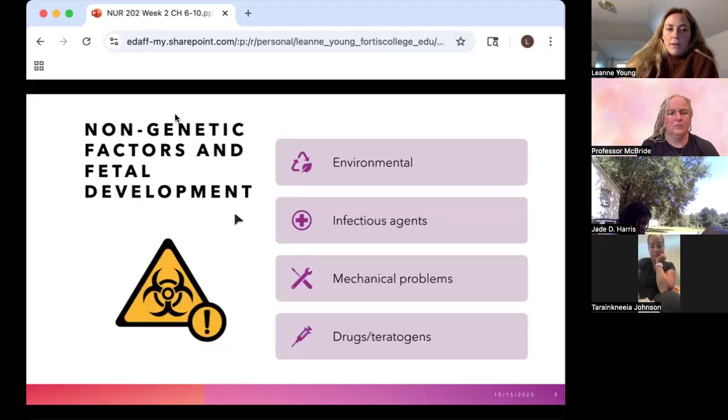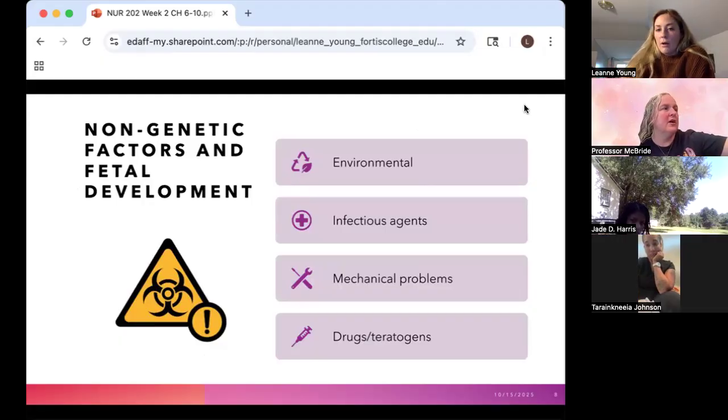So some non-genetic factors that can influence fetal development. These ones are really important, and it's also talked about a lot. We talk a lot to our patients about these things in their prenatal testing. So your environment, any infectious agents, mechanical problems, and any drugs or teratogens. So environmental factors, right? This is your alcohol intake.